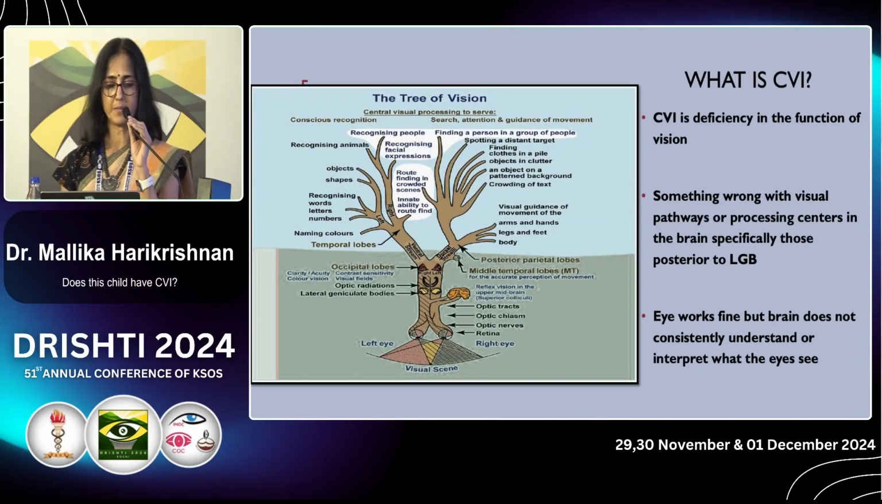Cerebral visual impairment, as you know, is the deficiency in the function of vision. Something wrong with the visual pathways or processing centers in the brain, especially those posterior to the lateral geniculate body. The eyes work fine, but the brain does not consistently understand or interpret what the eyes see.